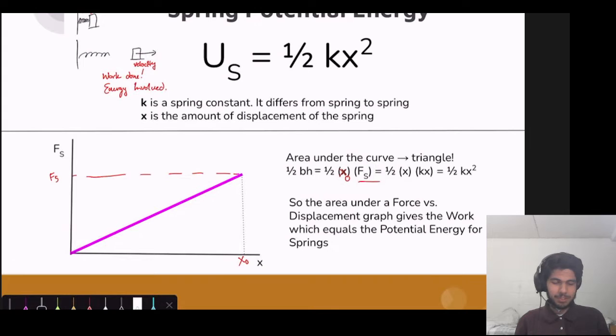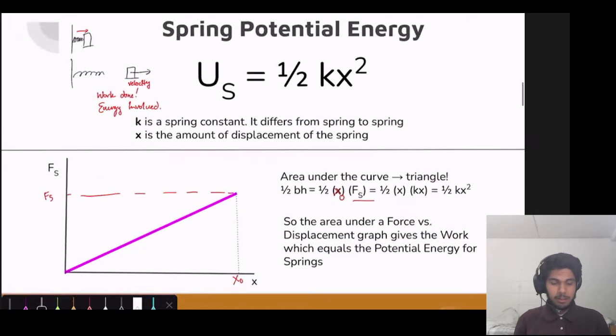So it might be a little bit confusing why we decided to do the area under the curve, but the reason has a little bit to do with calculus, which we don't really touch on here. However, the skill of being able to see this graph, force versus displacement, and determining the energy from it is important to have. So if you see this force versus displacement graph for springs, to get the energy, you take the area under the curve. And that's what is said here. The area under a force versus displacement graph gives the work, which equals the potential energy for springs.